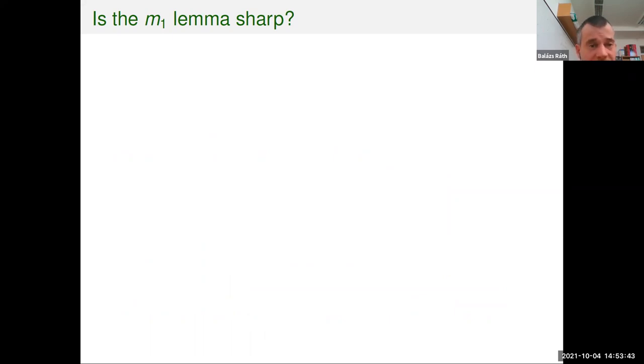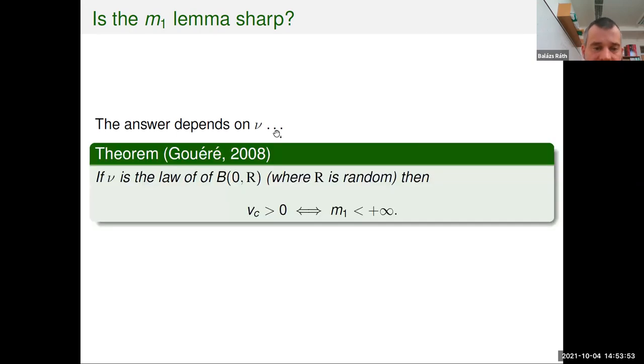So first, let's take a look at the first moment lemma. And again, the answer depends on the specific choice of the distribution on animals. Here's a theorem that's already 13 years old, and it's not formulated entirely in this context. It is a theorem about the so-called Poisson Boolean model, but it can be very easily translated to a result on Z^d, so in the context of the Poisson zoo.